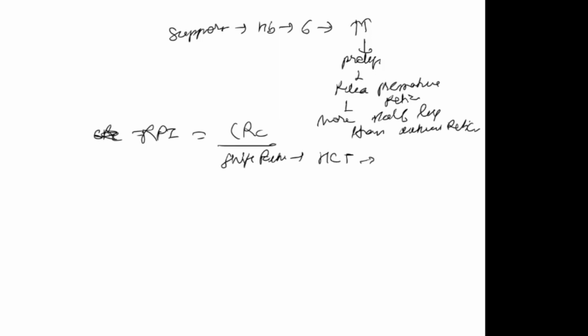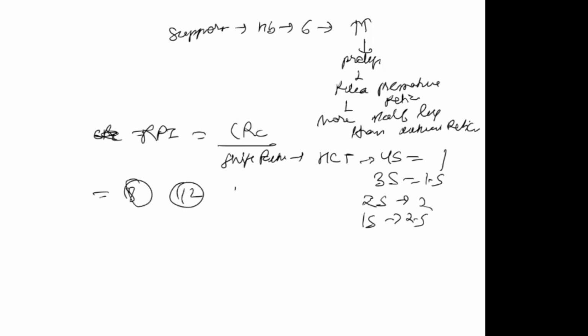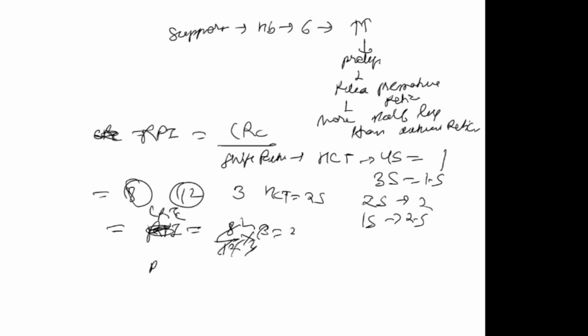If hematocrit is 45, it will be 1. 35, it will be 1.5. 25, it will be 2. 15, it will be 2.5. Suppose the patient is having hemoglobin of 8. Standard hemoglobin is 12. Retic count is 3. And his hematocrit is 25. So the reticulocyte production index will be 8 by 12 into 3. That will be the corrected reticulocyte count, which is 2. And the reticulocyte production index is 2 divided by 2, which is equal to 1. So RPI will be 1.